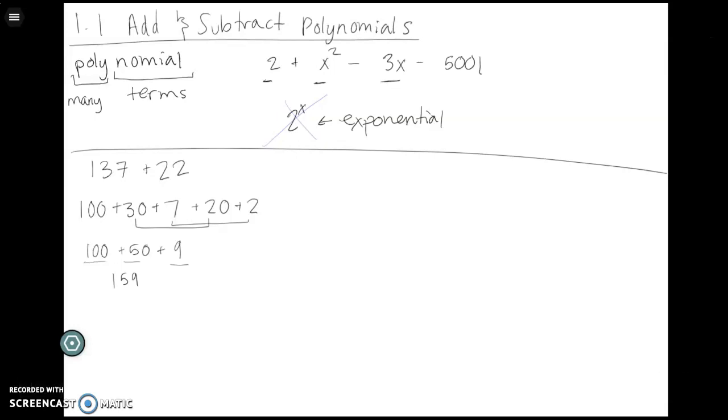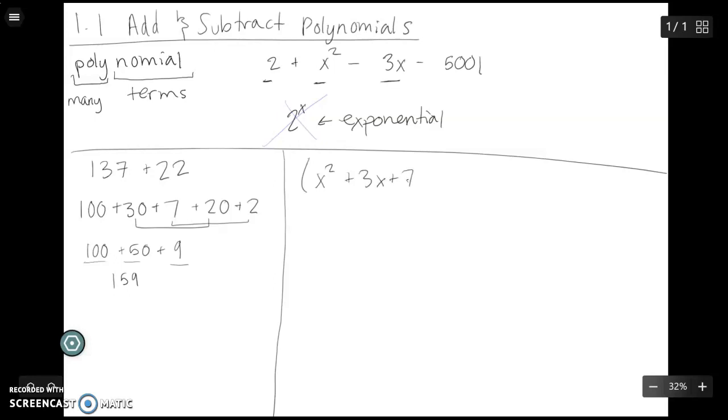Now I'm going to show you how this is similar to adding polynomials. Okay, so let's say I'm dealing with a similar problem, but now I'm going to throw some x's in there. I'm going to do x squared plus 3x plus 7, plus 2x plus 2. A couple things to notice. First of all, I'm dealing with two polynomials. This first set of parentheses is a polynomial, and the second set of parentheses is also a polynomial. Another important thing to recognize is that I use the same coefficients in my polynomial problem as I did in my integer problem. So I've got a 1, 3, 7, and a 2 and a 2, just like I had 137 and 22.